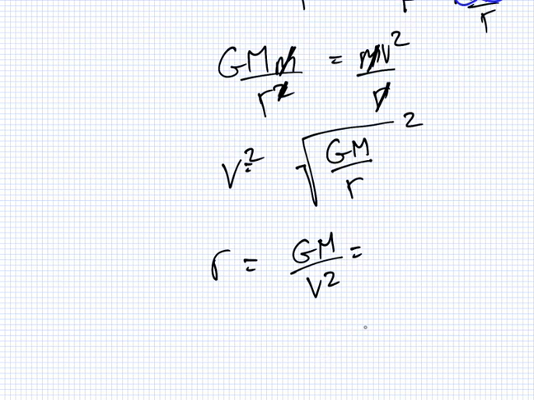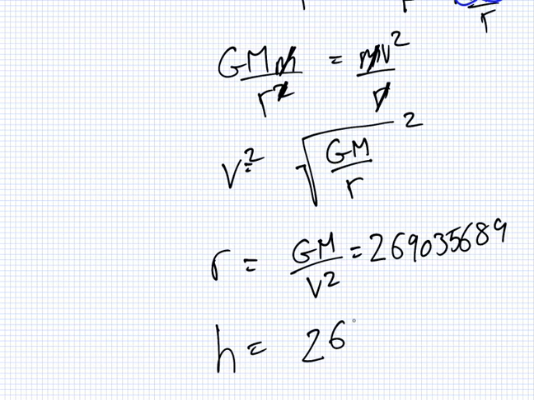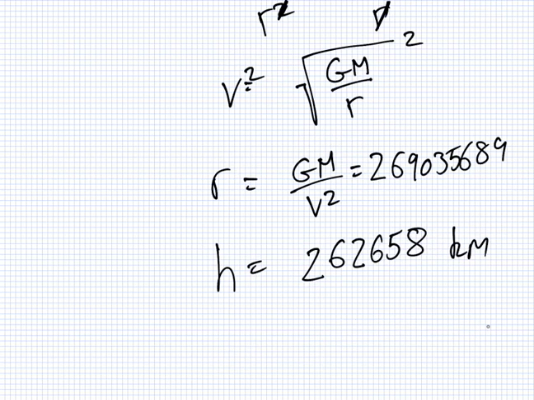And then don't forget that this is the orbital radius. We have to take away the radius of the Earth if we want it as a height above the Earth. So minus 6378000, and now I get 262658 kilometers if you want it like that.